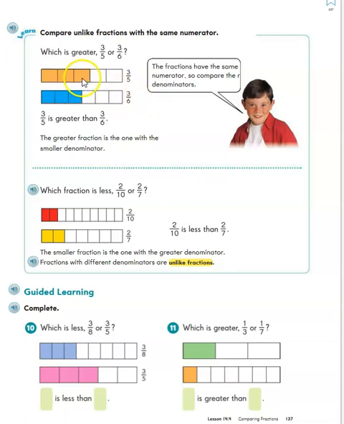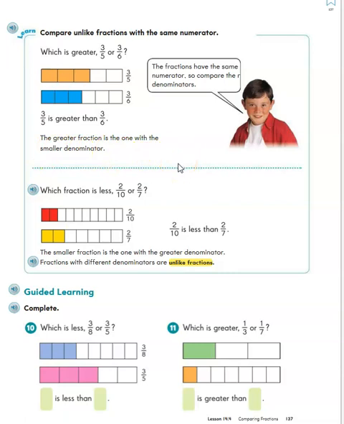We can tell that if we only have 5 pieces and 3 of them are shaded, that's going to be bigger than if we have 6 pieces and only 3 of them are shaded. So even though 3 of each one are shaded, we know that 3 out of 5 would be bigger than 3 out of 6, because as we split something into more pieces, the pieces get smaller, right guys? Does that make sense? So we can tell that 3/5 is greater than 3/6. And it says the greater fraction is the one with the smaller denominator.